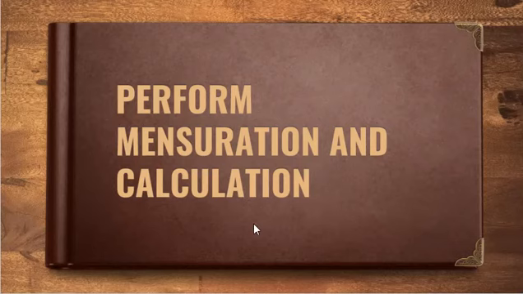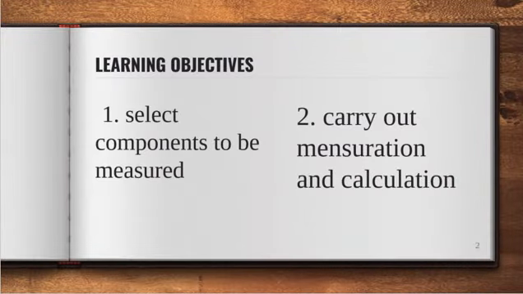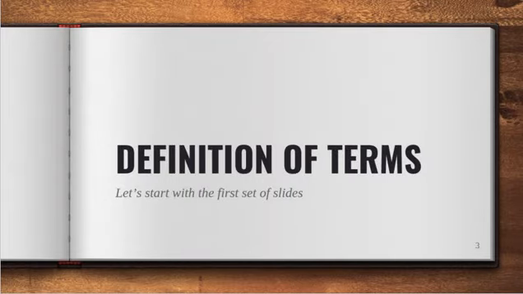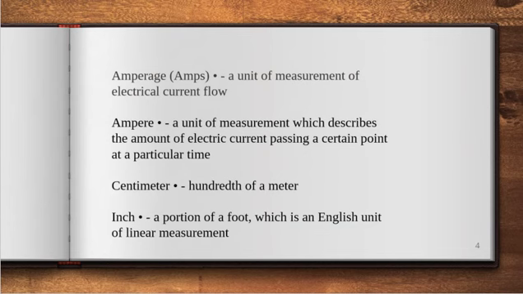Hello again. This lecture is on performing mensuration and calculation, and we have two learning objectives. The first one is to select components to be measured, and the second is to carry out mensuration and calculation. So we're going to start with the definition of terms like amperage or amps.